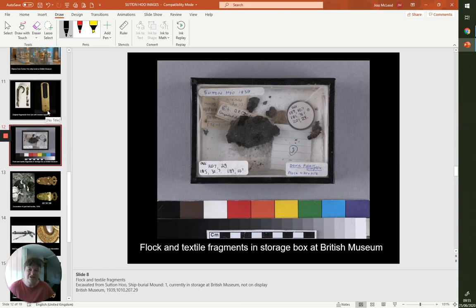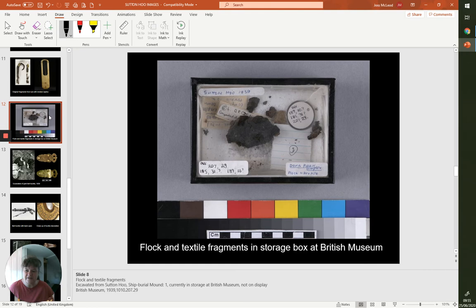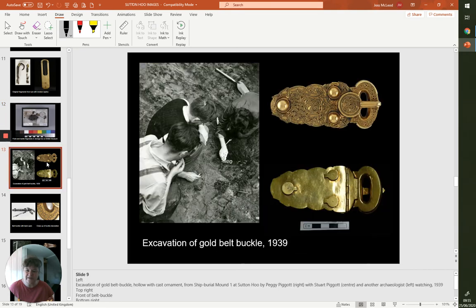So this is just some little tiny bits of material left from all those years ago, which is kept very safely in a box at the British Museum in London. Now this is one of my favourite pieces. I think it's so beautiful. So this was a buckle from the man's belt, and he was wearing it when he was buried. And there they are actually finding it and digging it up. And this is still one of the most precious Anglo-Saxon artefacts, an artefact being a thing that has been found.